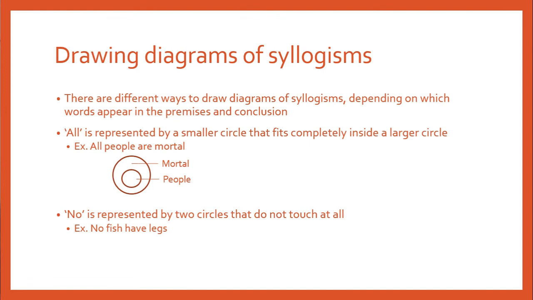And so if you have a syllogism where you're using the word "no," for example, "no fish have legs," then to draw a diagram of that, you would have two circles that do not touch at all. So if you're going to say "no fish have legs," you would have one circle labeled fish and one circle labeled "has legs" or just "legs" or whatever. But the important thing is that these circles do not touch at all. That way, anything inside the fish circle does not touch the legs circle.